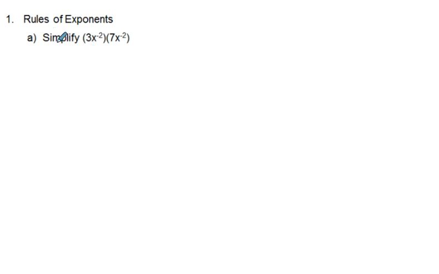So we're going to use some rules of exponents to simplify some expressions. Here we have 3x to the negative 2 power times 7x to the negative 2 power. So what we're going to do is take 3 times 7, which is 21, and then we have times x to the negative 2 power times x to the negative 2 power. Well, we're going to use our product property of exponents, and we're going to add exponents. We're going to get 21x to the negative 4 power.